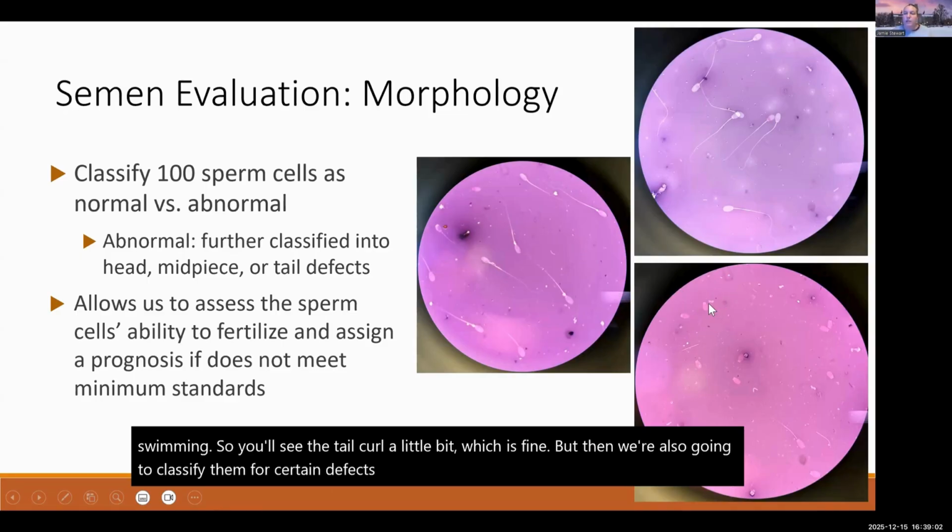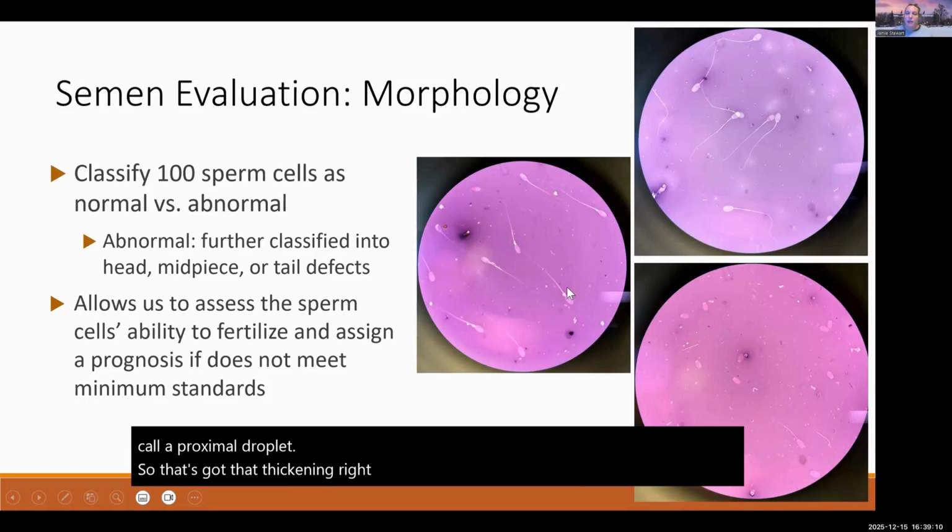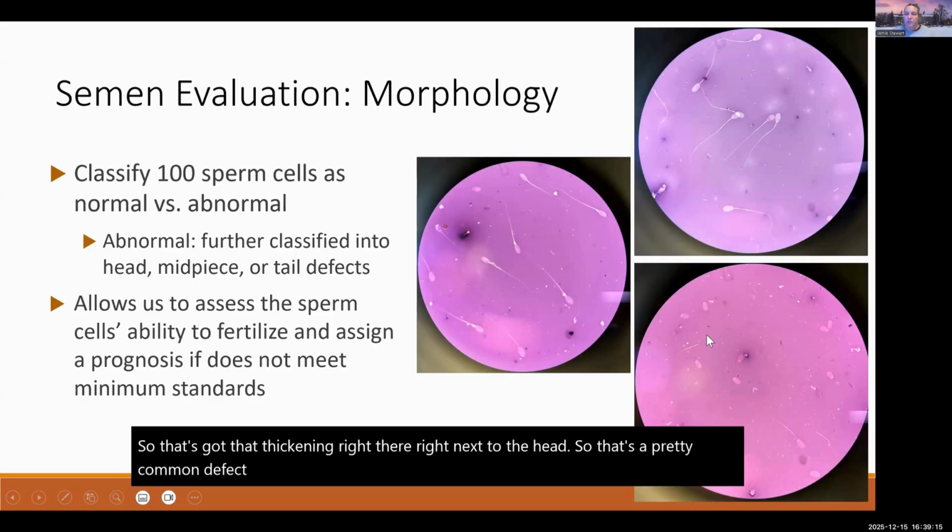So over here, these are tailless heads, so these are considered defects. And then these ones are a common one we see, what we call a proximal droplet, so that's got that thickening right there, right next to the head. So that's a pretty common defect that we see. Between those and the tailless heads, those are two of the really common ones we see. So we count those, and we're going to classify them.